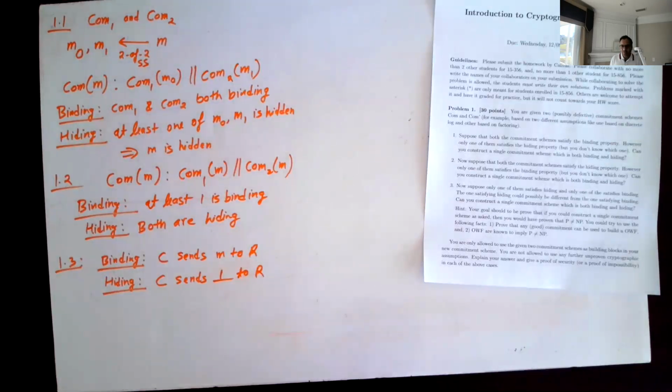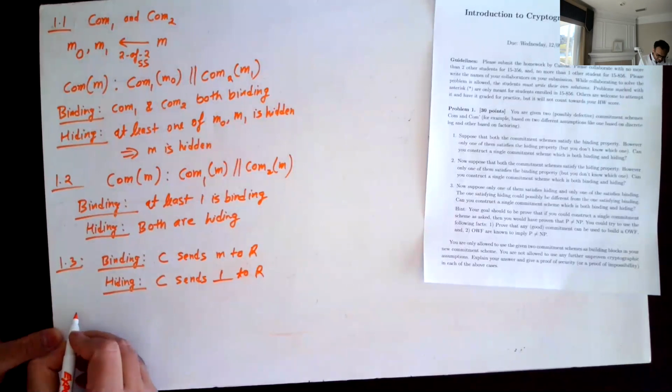So neither of these required any cryptographic assumptions. We didn't need to assume factoring. We didn't need to assume one-way functions and so on. On the other hand, commitment schemes imply a one-way function.